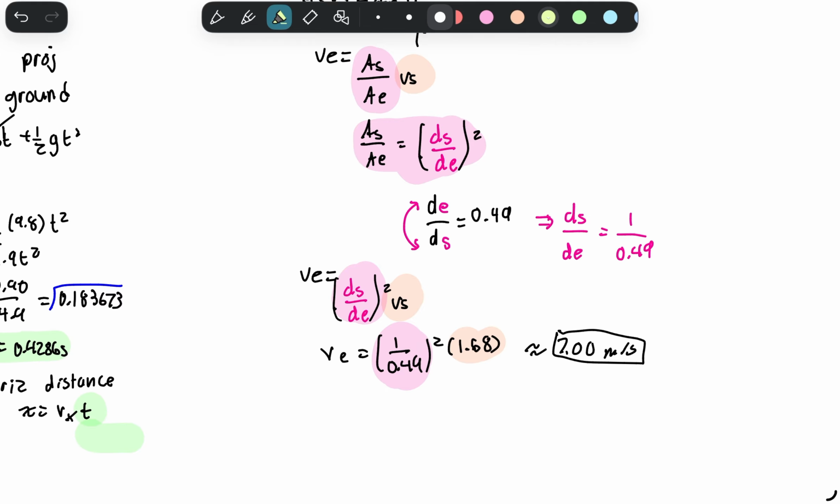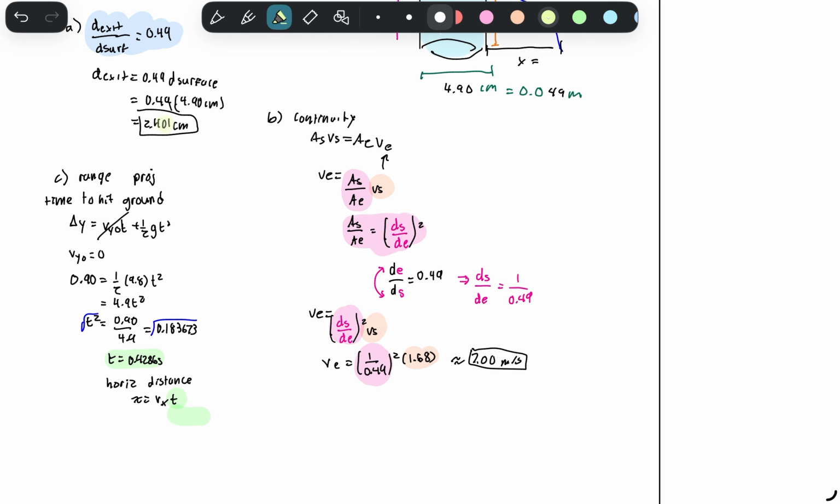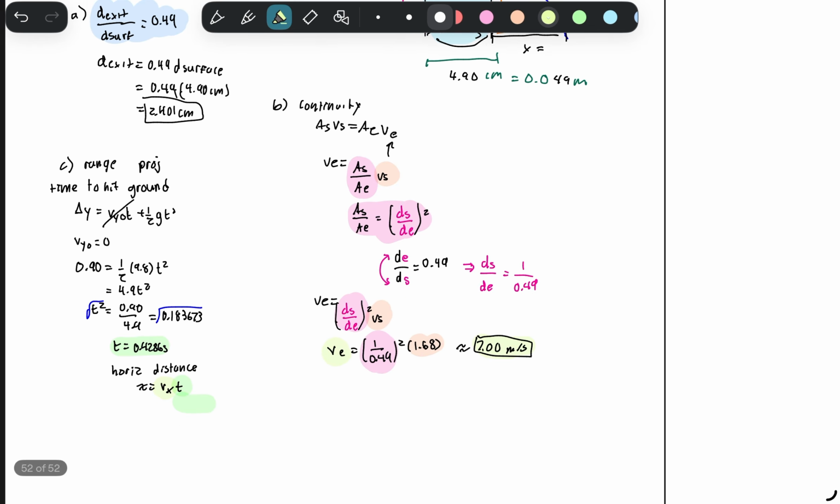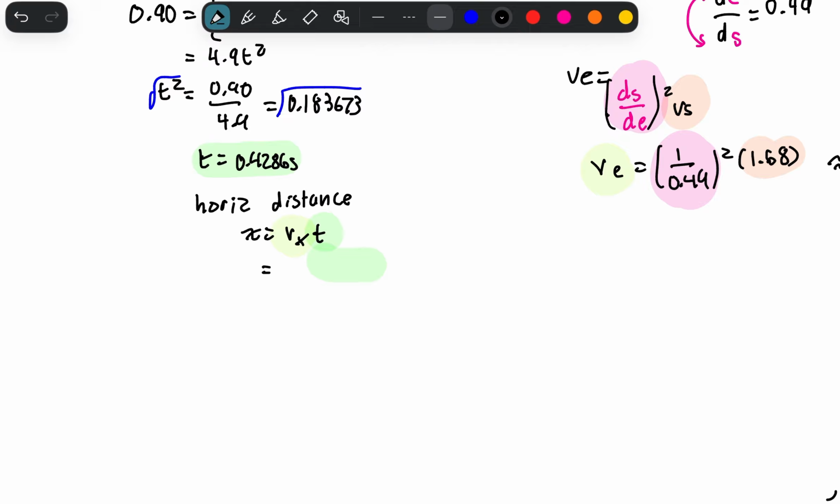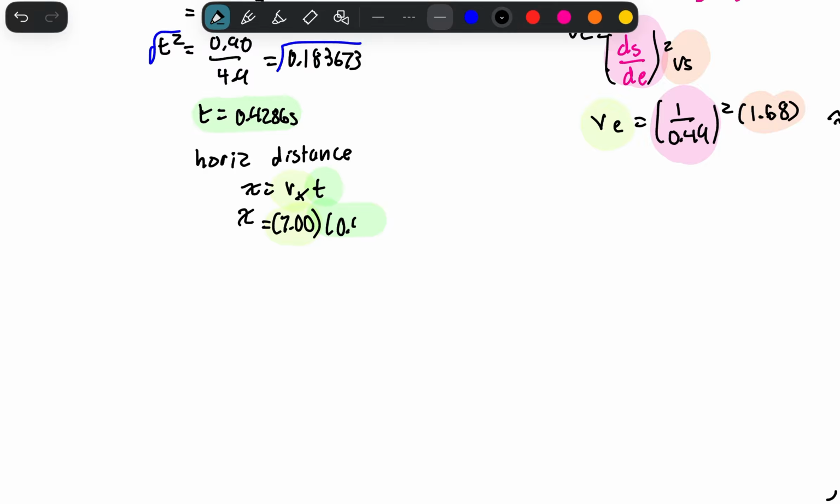And then we're going to multiply it by our vx. So our vx was equal to our 7 meters per second, v at the exit. So you have to be able to identify that you had vx just by another variable named VE, times our 0.4286. This is approximately going to be equal to 3.0 meters. So that is your x.